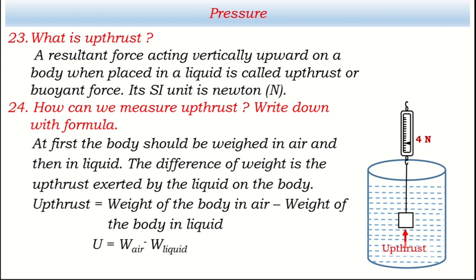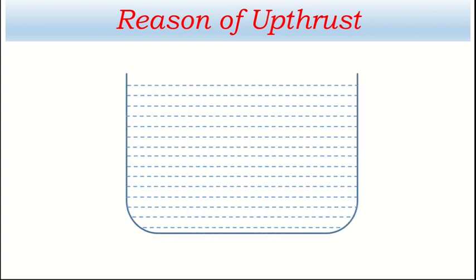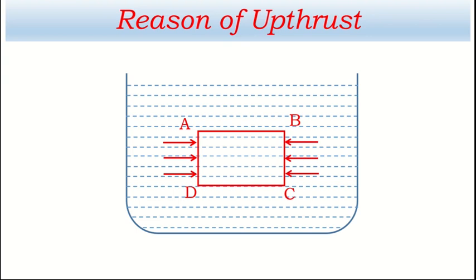But at this time, I want to explain very shortly why a liquid exerts a vertically upward force on the body, which is called upthrust. Let's have a little explanation about this. Let's say this is a vessel. It contains water. If a body ABCD is taken in it, then we can expect that water exerts pressure from all the sides. Let's say this is the pressure acting from the side AD, and this is the pressure acting from the side BC. And we know that pressure equals force by area.